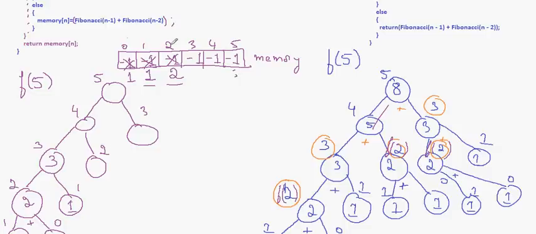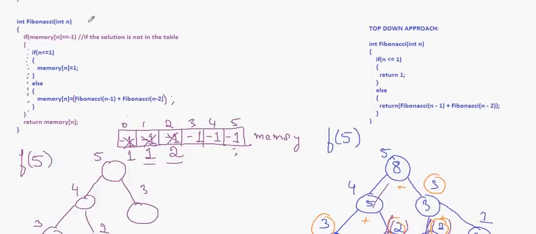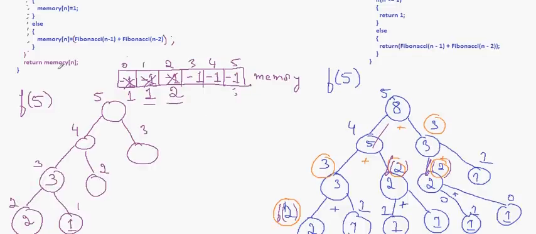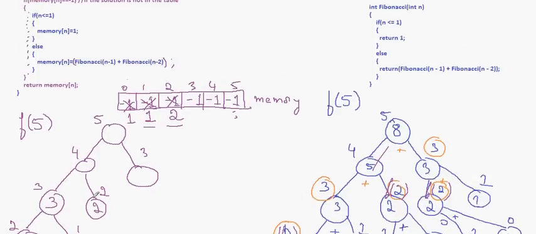And then Fibonacci of 2 is again in the table, so we don't calculate it, because when Fibonacci of 2 is called, memory of 2 is not equal to minus 1, memory of 2 is now 2, so we return memory of 2, that's 2. Then Fibonacci of 4 is nothing but Fibonacci of 3 plus Fibonacci of 2, so it will be 3 plus 2, that is 5.